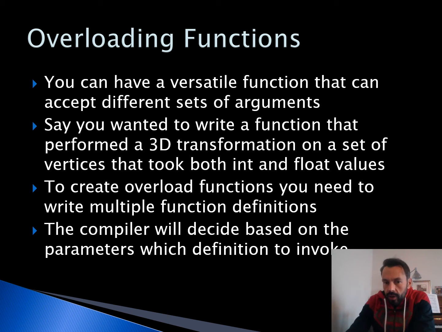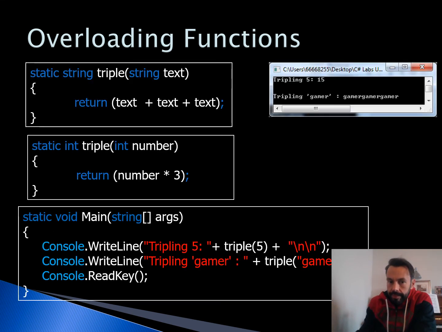To create overloaded functions, you need to write multiple function definitions. And of course, the compiler knows which one to invoke based on the types of parameters and the number of parameters which the definition actually uses. Okay, that's all good. So here's my example of that, and I have decided to call it triple. In this particular example, we've got a triple which takes a string as a parameter and returns a string, and all it's doing there is concatenating the string 3 times. So gamer, gamer, gamer.